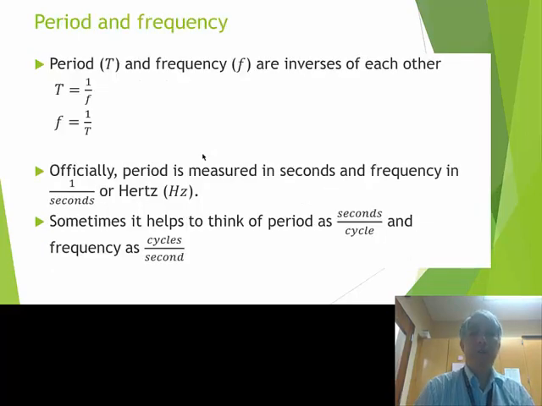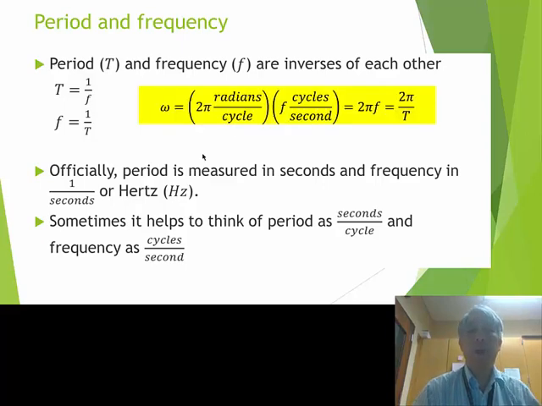To review period and frequency, they are inverses of each other. So T is equal to 1/f, and f is equal to 1/T. What that basically means is that once you know one of them, you know the other. Both of these are going to be related to omega, because omega is equal to 2πf. We see the dimensional analysis associated with this. It turns into radians per second. Remember that radians is not really a unit, so it's still 1/seconds.